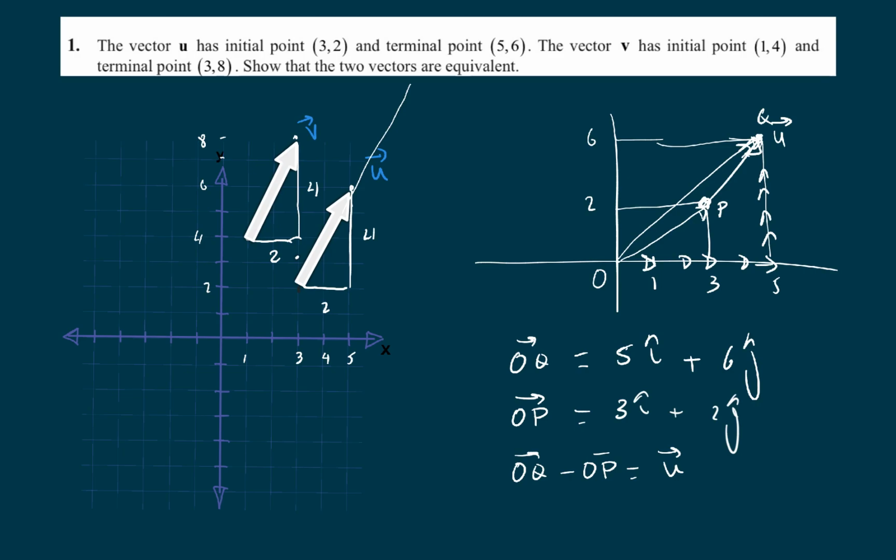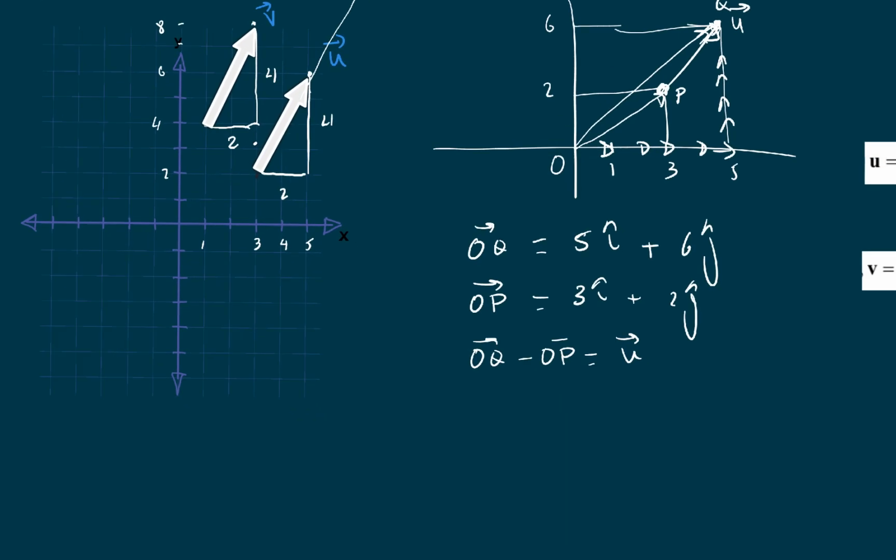And what is the vector OQ minus OP? It is U, the difference. Let's do the difference. It will be 5 minus 3 in the i direction, plus 6 minus 2 in the j direction. So the vector u will be 2i plus 4j.